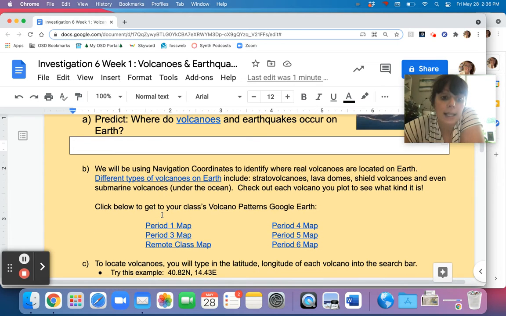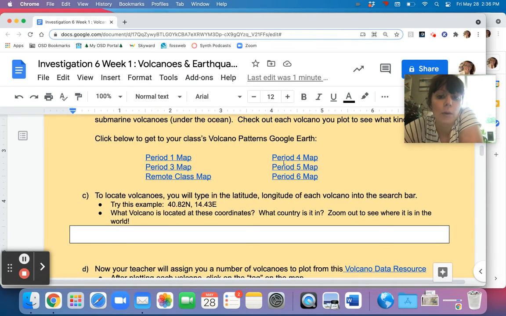And then we did this in class for remote and for in-person students. So what I would do is I would just click on the map for your class. I think I would avoid period 1's map because we got kind of stuck in the weeds with Google Map. And for the rest of my classes, I used Google Earth, which worked much better. So check out 3, 4, 5, 6, or the remote class.